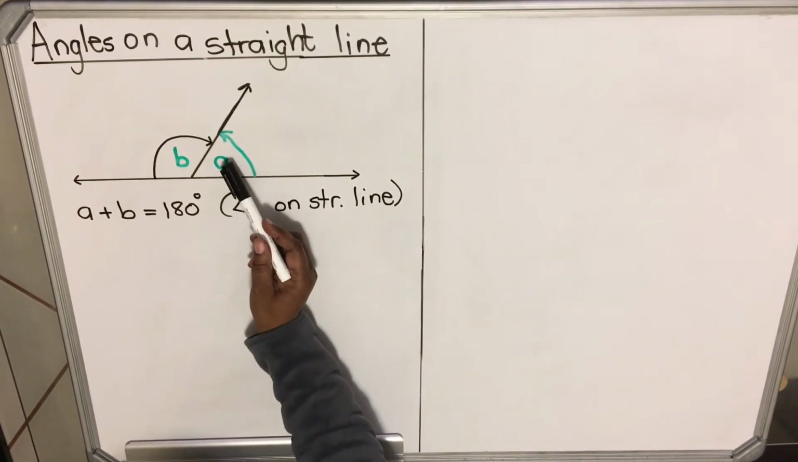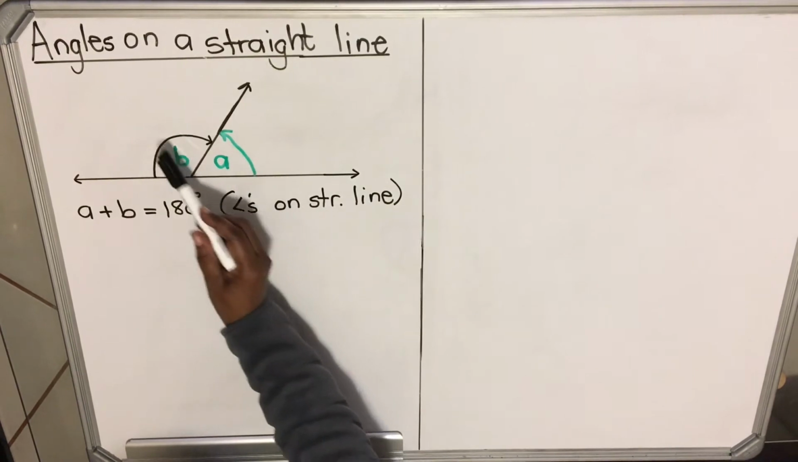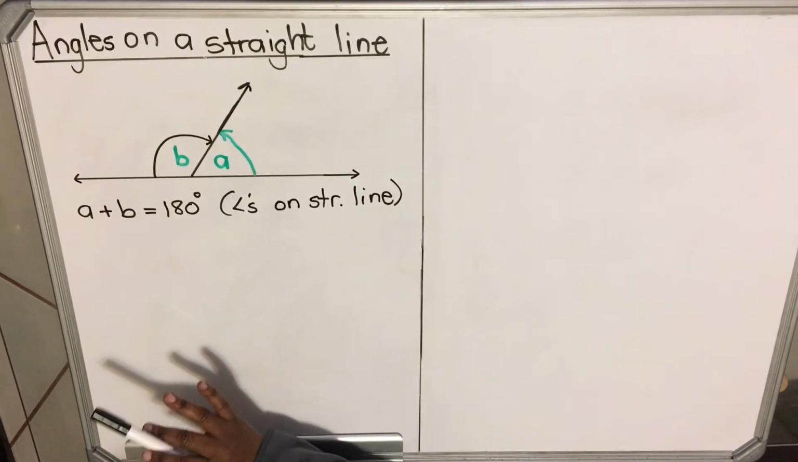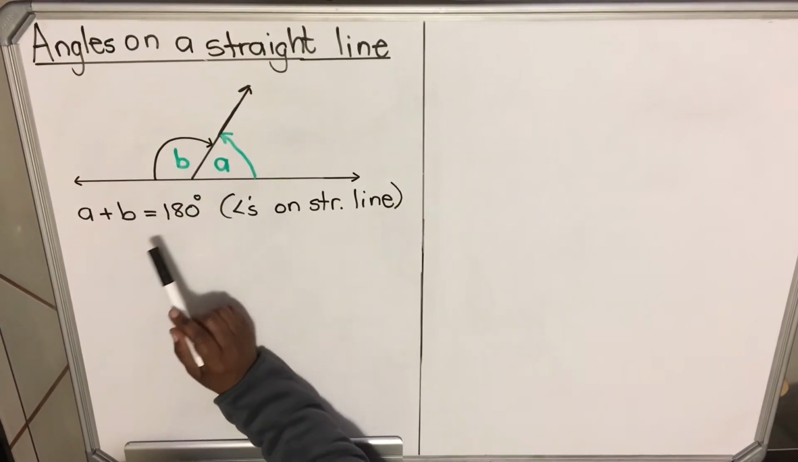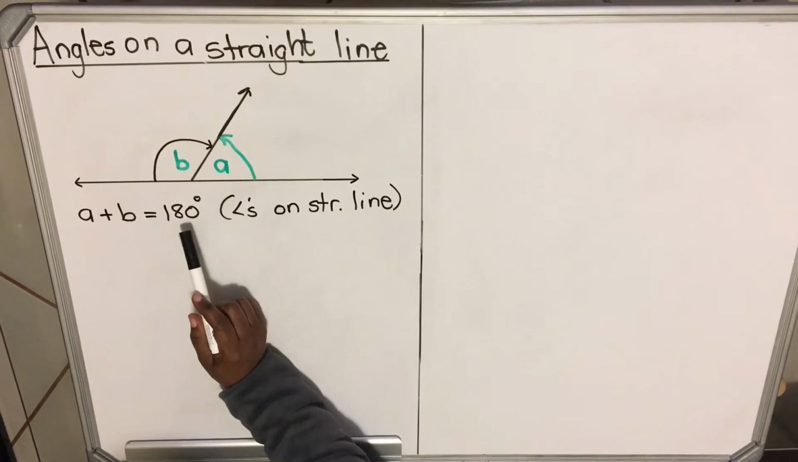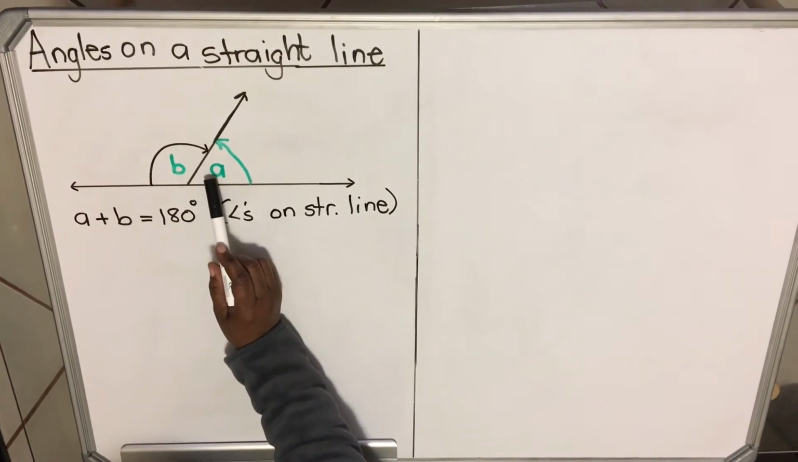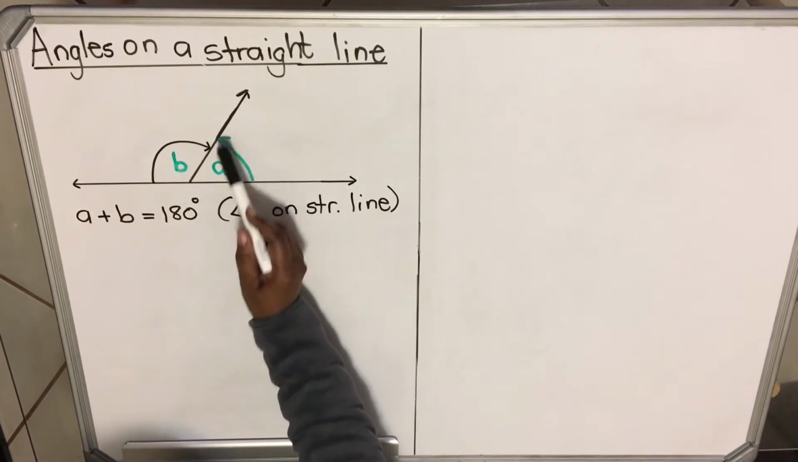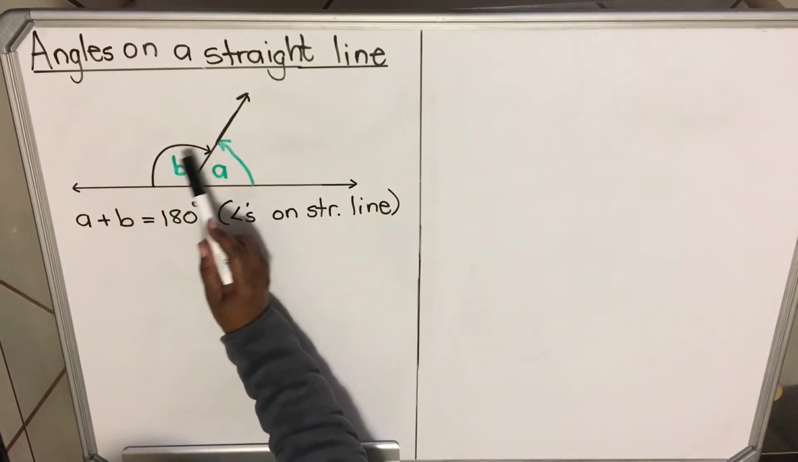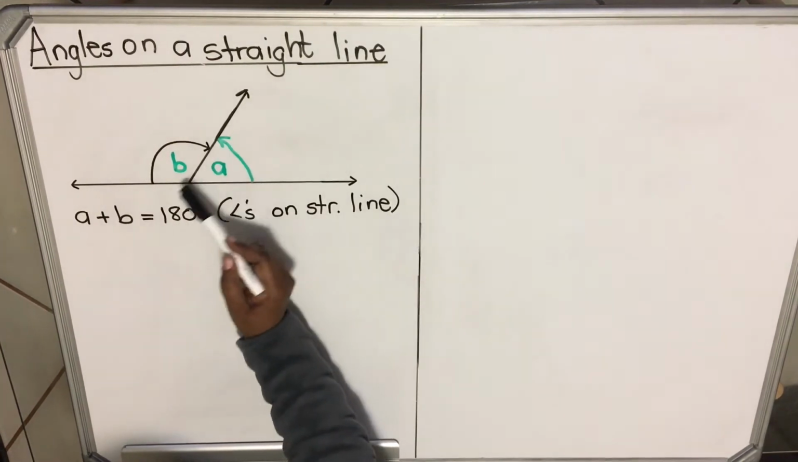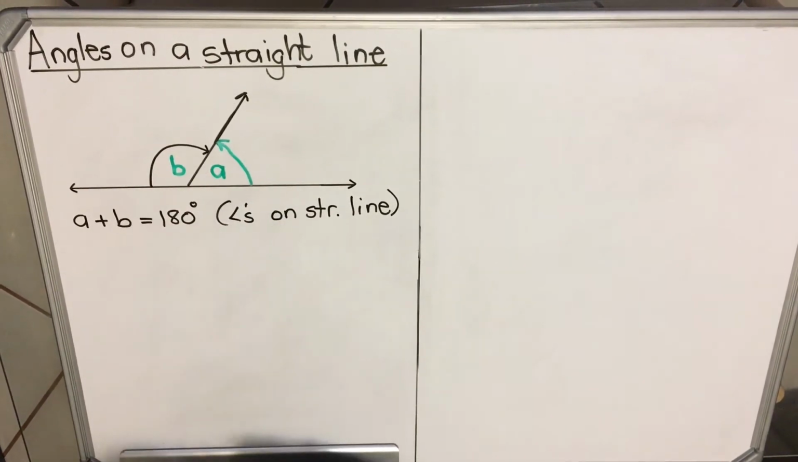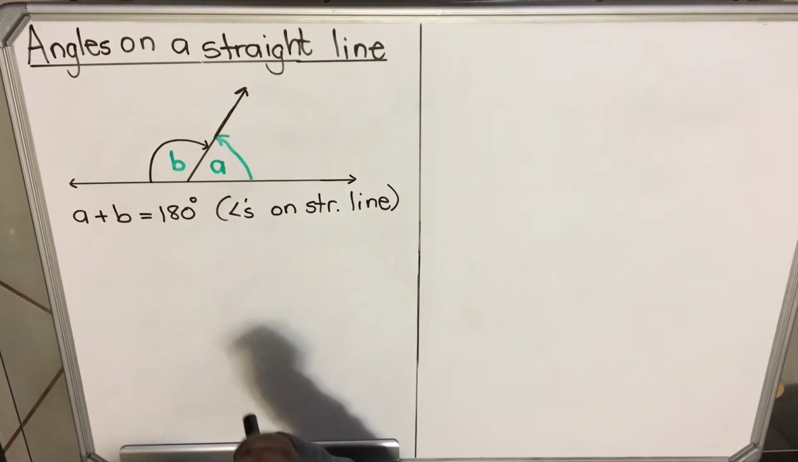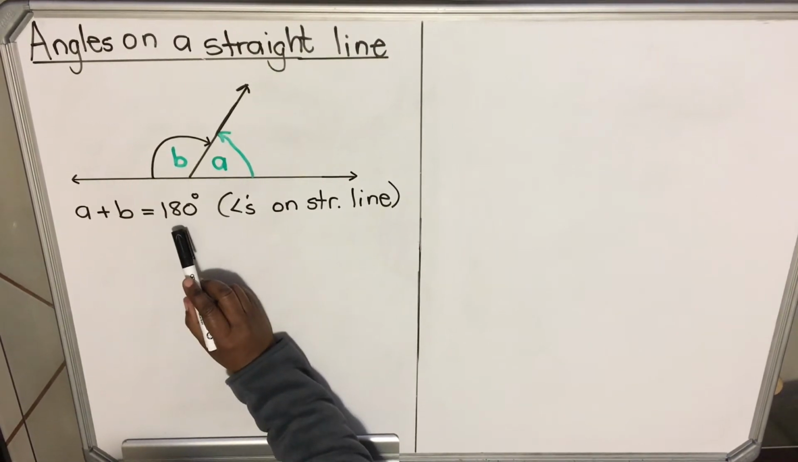So if I have two angles on a straight line, or 3 or 4, it doesn't matter how many, when you add all of them, you get 180 degrees. Here I am saying angle A is this space from this line to that line, and angle B is that space. We're telling you about the space between two lines. So A plus B equals 180.